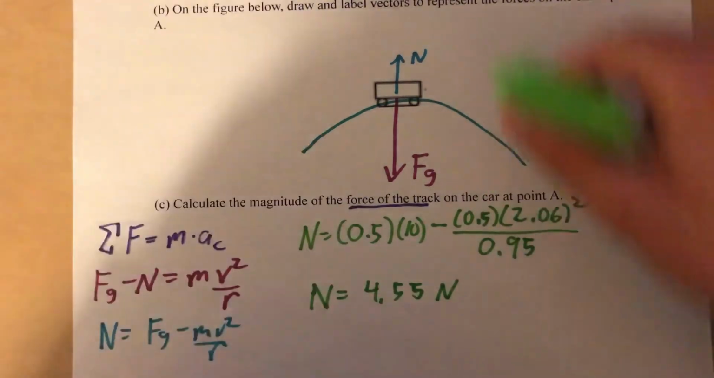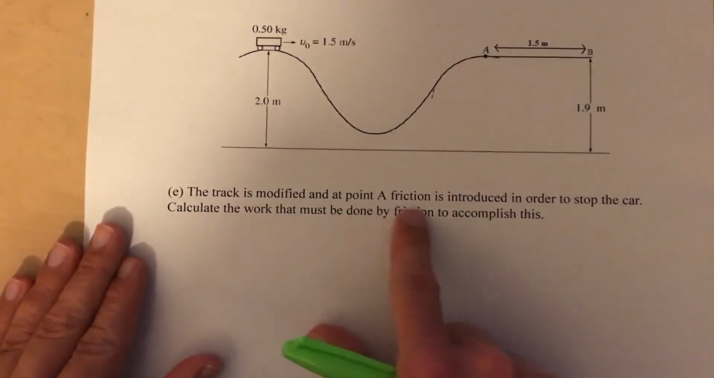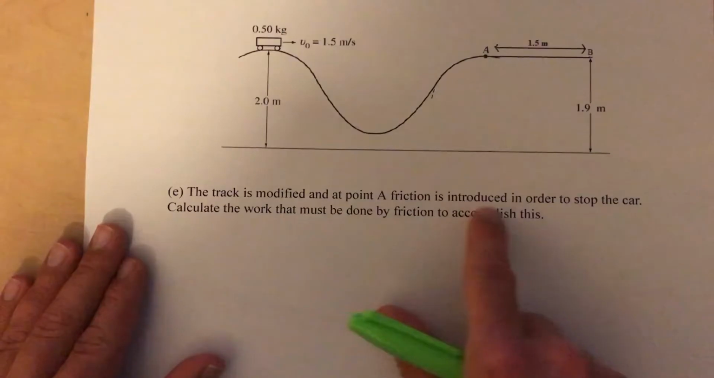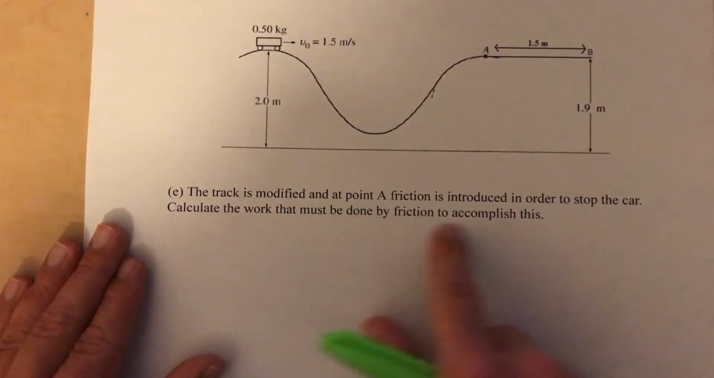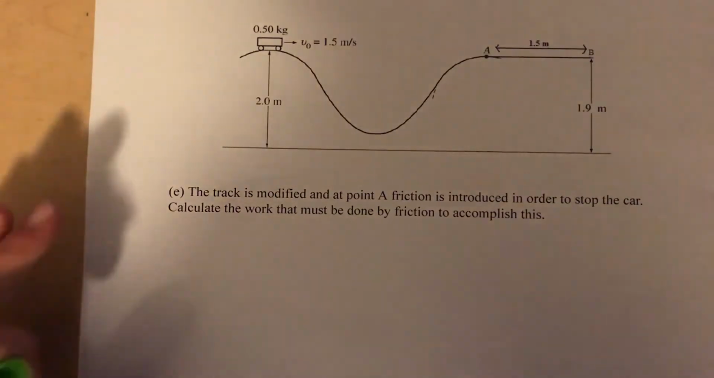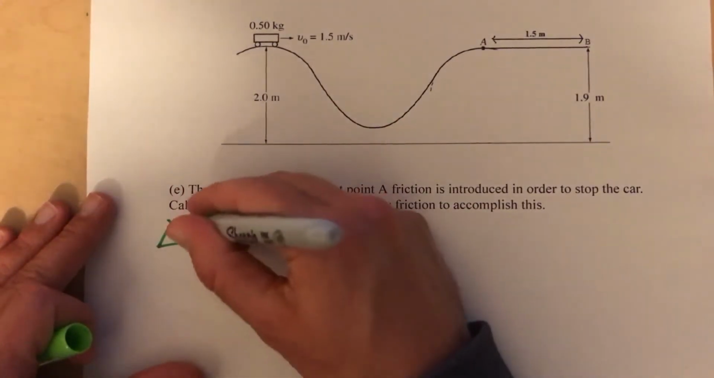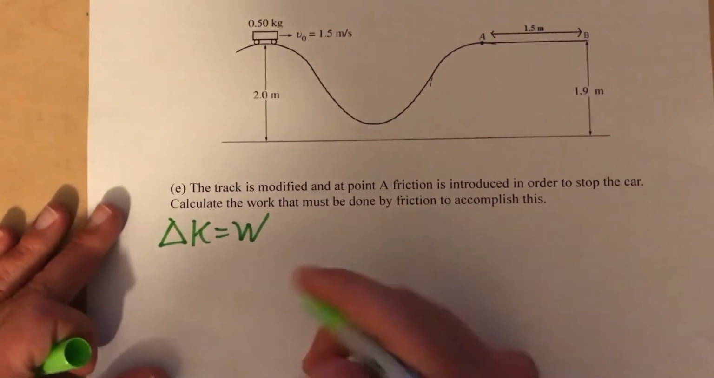So next part here, it says the track is modified at point A. The track is modified, and at point A, friction is introduced in order to stop the car. Calculate the work that must be done by friction in order to accomplish this. So we want to stop this thing. We want to change its kinetic energy, and the work will be equal to that change in kinetic energy.